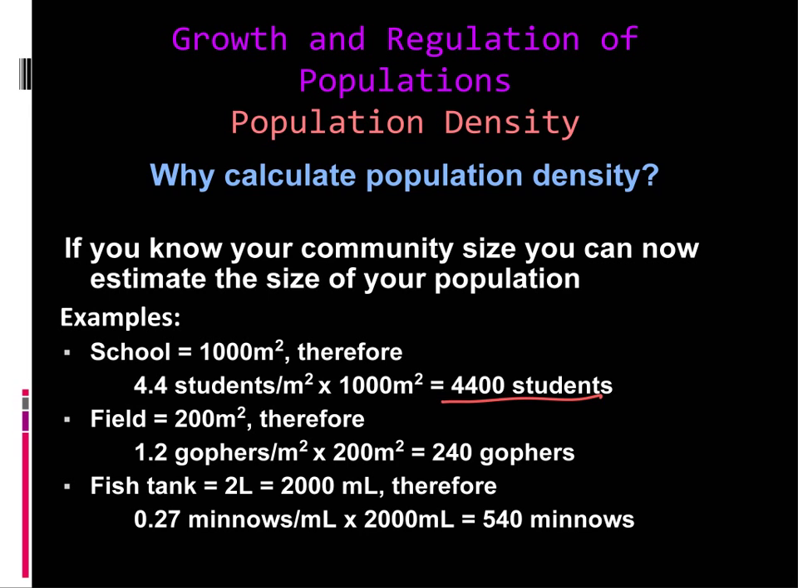On a field, if we know the size of our field is 200 meters squared, and we know from previous examples that we have 1.2 gophers per meter squared, we just multiply by the size of our area, and we know that we probably have 240 gophers.